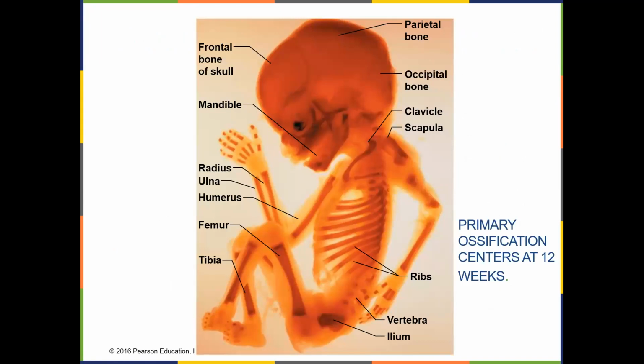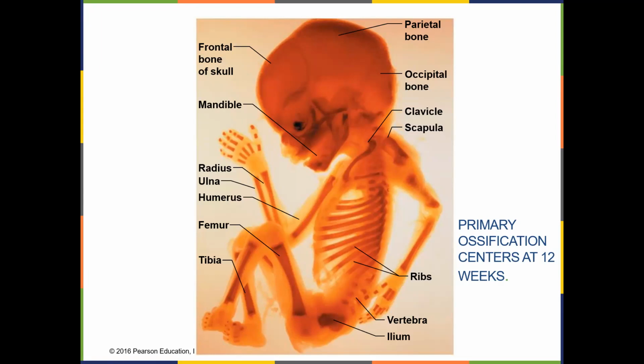Now, this is what we look like at 12 weeks. Remember, at 6 weeks, we are probably the size of a grain of rice, and yet we have a full skeleton in place and a heart that's beating. At 12 weeks, we are about an inch long. You can see where the skeleton is located here. The skeleton is showing up here on X-ray.